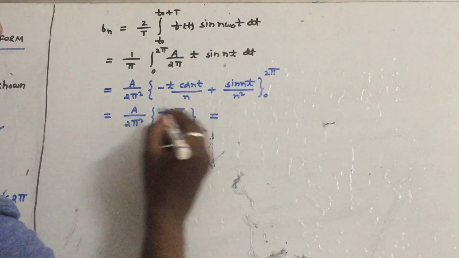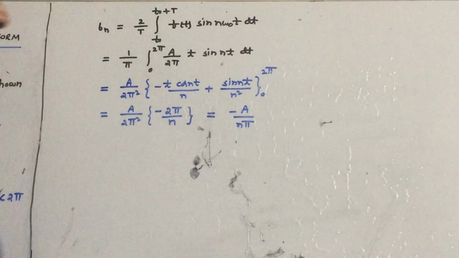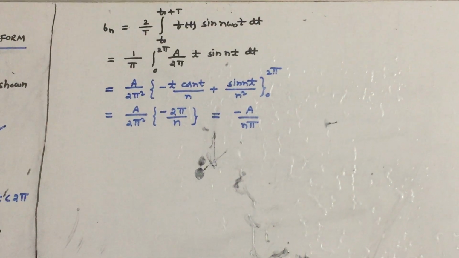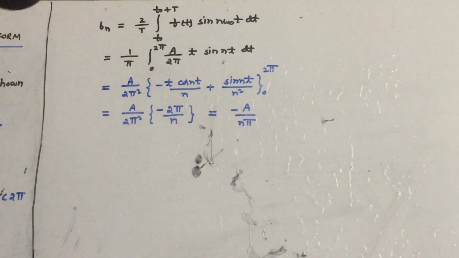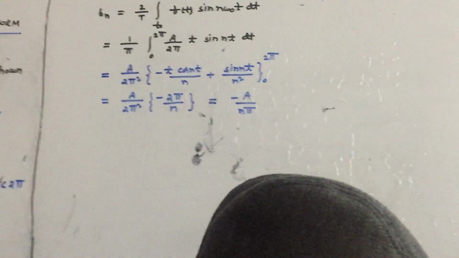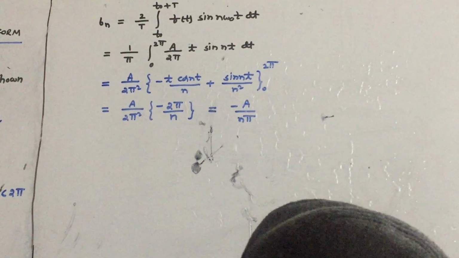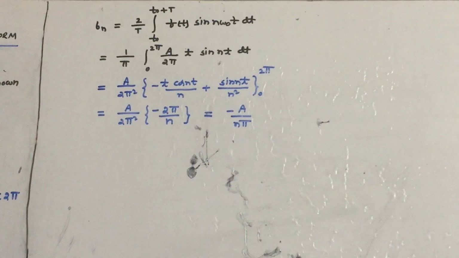So what is the answer? 2 gets cancelled out, minus a by n pi. So this is the answer for this problem: minus a by n pi.